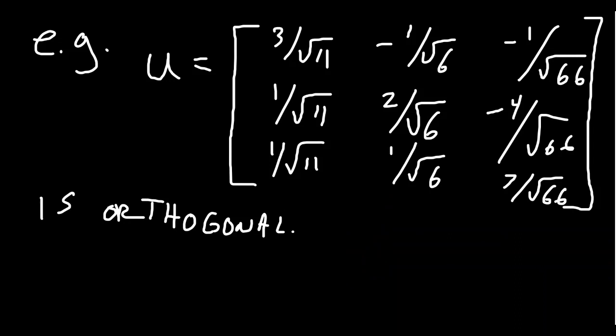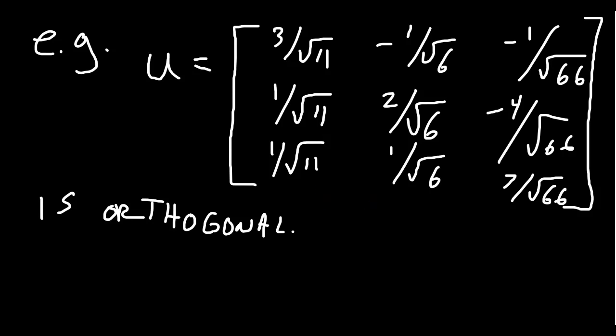And similar thing for negative 1, 2, and 1. If you take that vector, its length would be the square root of 6. If you take 1, negative 4, 7, the length of that vector is the square root of 66. So these are normalizations. Are they orthogonal?